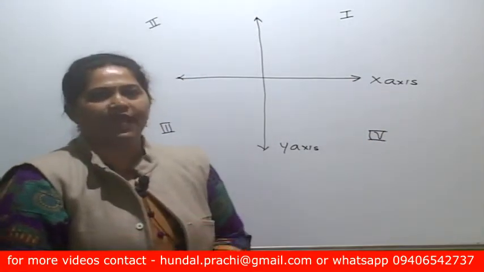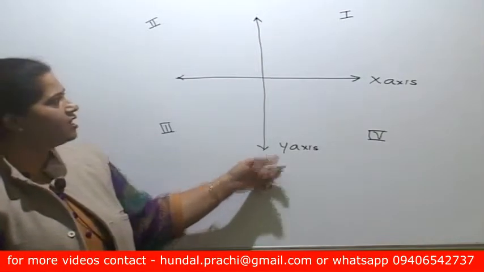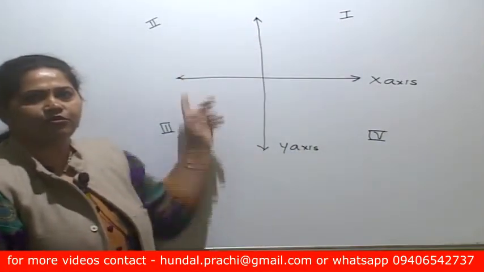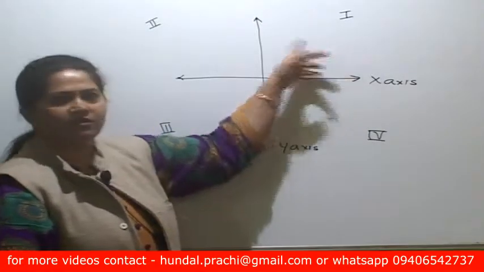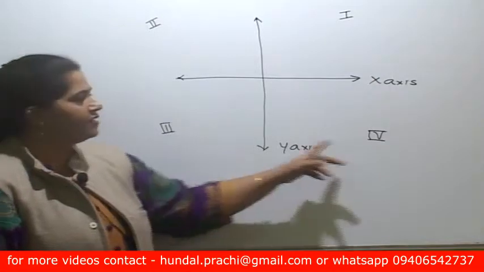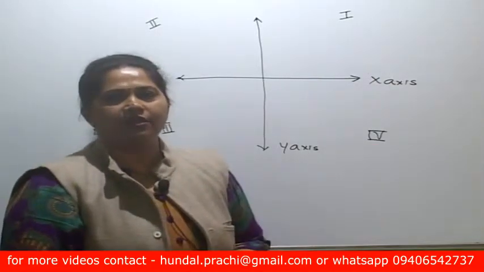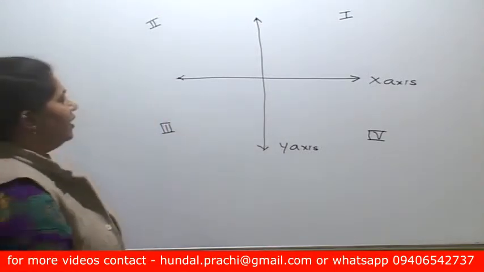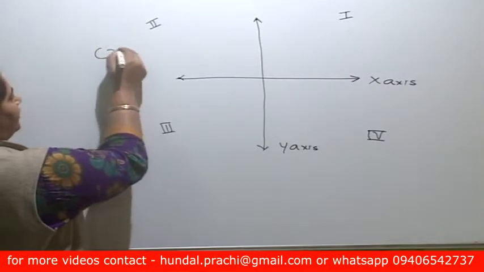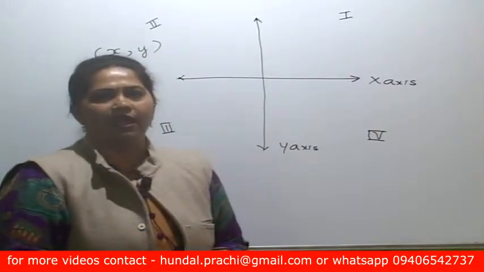So when you draw two axes, the x-axis and the y-axis, the Cartesian plane is divided into four parts. Each part is known as a quadrant: first, second, third and fourth. Now when you locate a point in the Cartesian plane, two things are important to keep in mind. The location of any point is given by two coordinates, x and y.